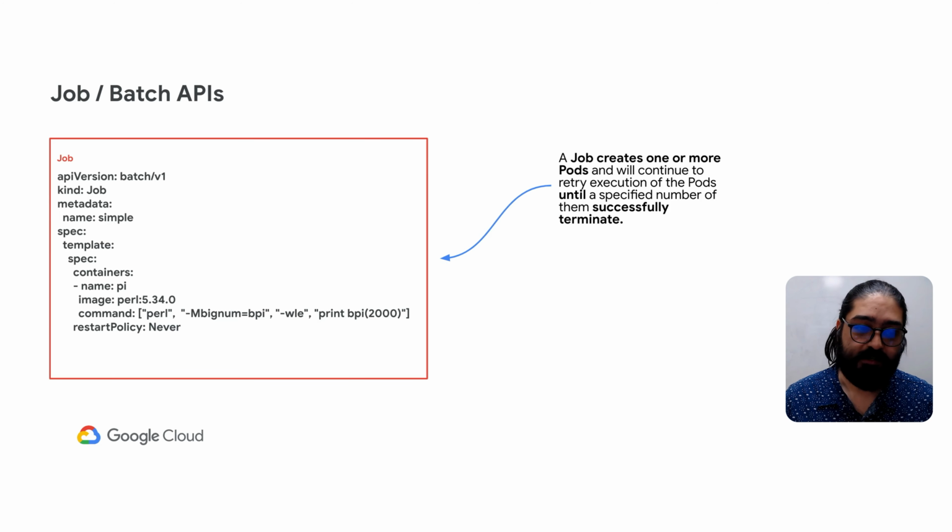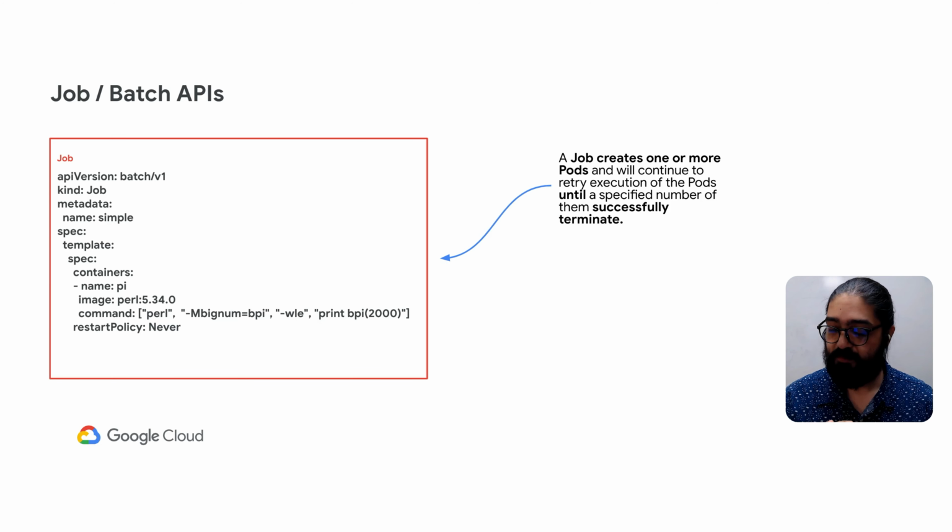In the last video, we saw a traditional architecture of an HPC platform built on Kubernetes. In this video, we're going to look at the fundamental block in Kubernetes that allows us to run batch workload on it. And that fundamental block is the job API. A job creates one or more pods, which are basically one or more containers, and will continue to retry execution of those pods until a specified number of them successfully terminate.